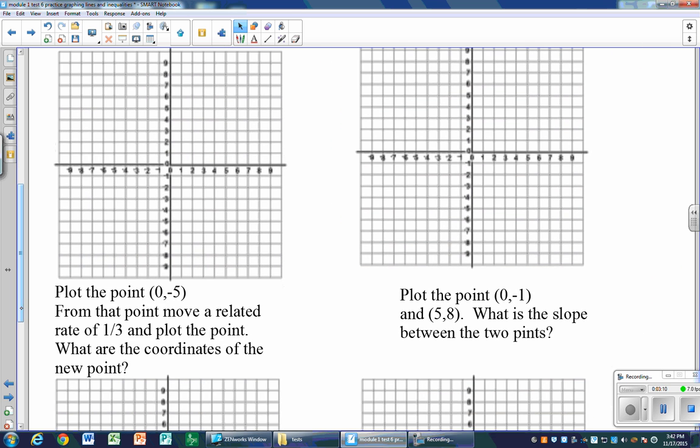Do this a little faster. Plot the point 0, -5. X value 0, y value -5. From that point, move a related rate of 1/3. The change is 1 over 3. 1, 2, 3. There is the new point. What are the coordinates of the new point? I am above the 3 for the x value. I am at the same level as the -4 for the y value.